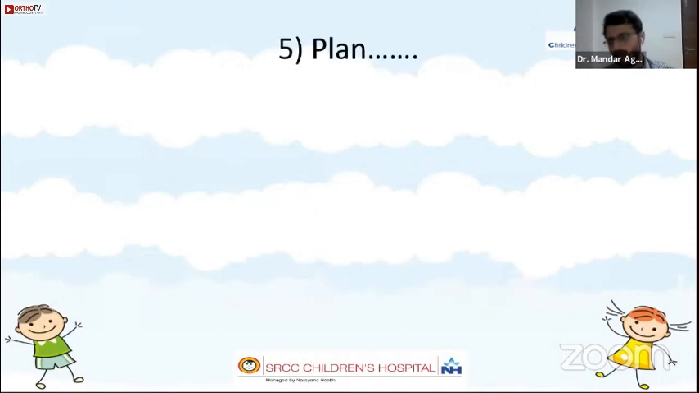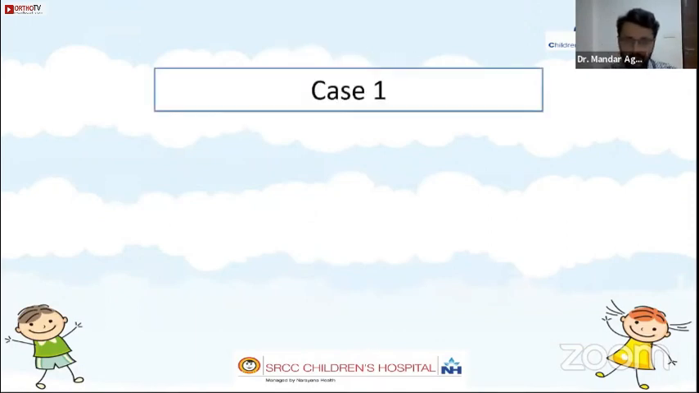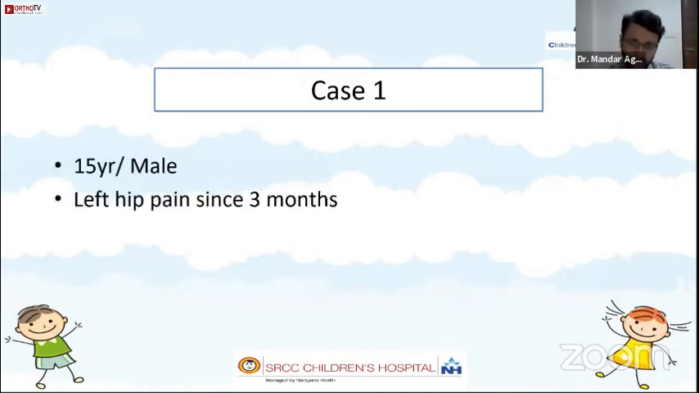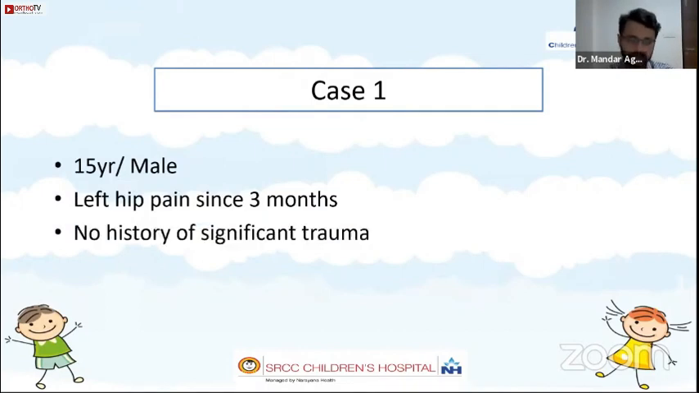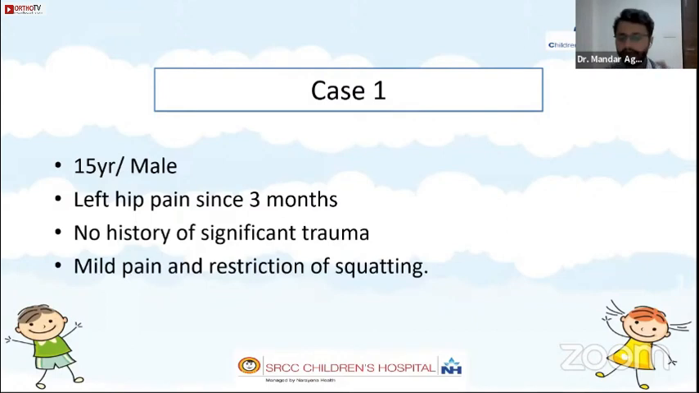Once you do that, we have to plan. To plan, we should know what are the case scenarios of slipped capital femoral epiphysis. So we'll go to two classic case scenarios in SCFE. One is a 15-year-old male who has left hip pain since 3 months with no history of significant trauma and has mild pain and restriction of squatting.